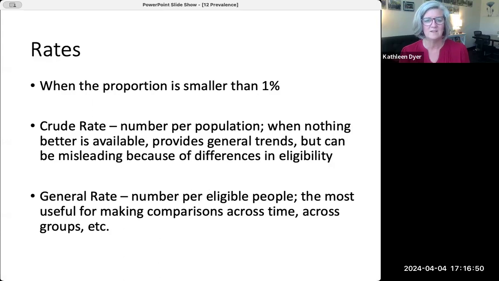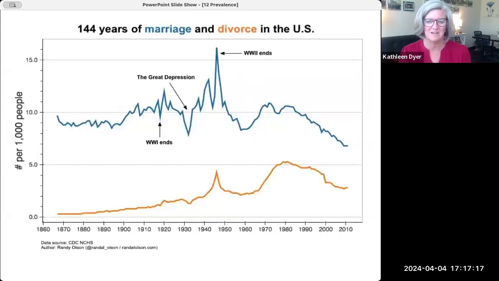So for instance, governments of every country in the world keep track of how many people are born in a given year. And so they can say, our crude birth rate is such and such. Our crude death rate is such and such. These are general trends. They mostly work perfectly well. I'll show you a couple of examples and then we'll come back to general rates and how they're different. But here's 144 years of marriage rates in blue and divorce rates in orange in the United States.